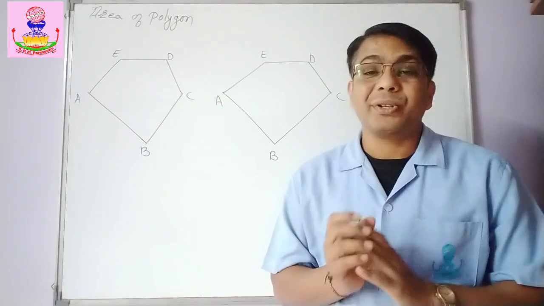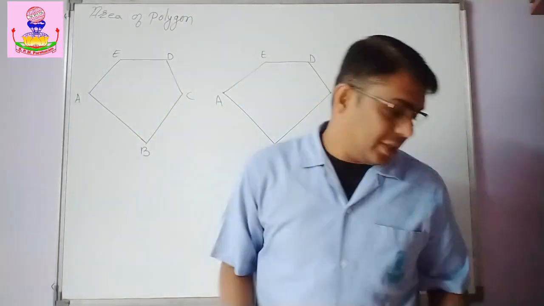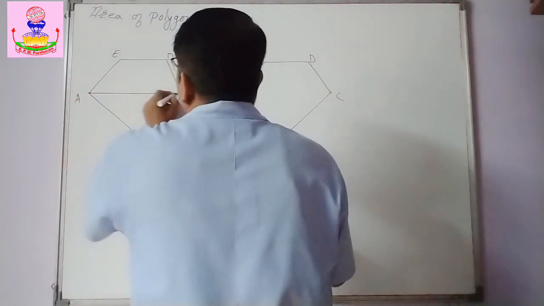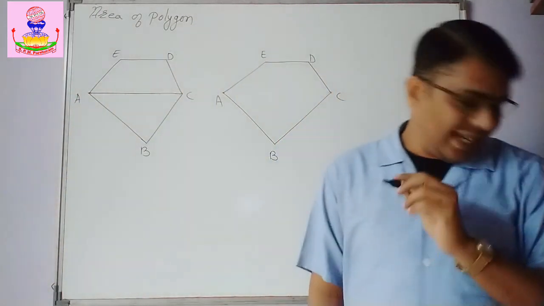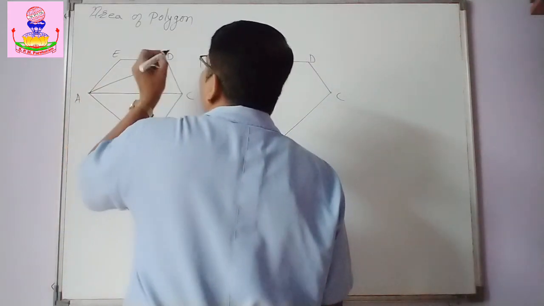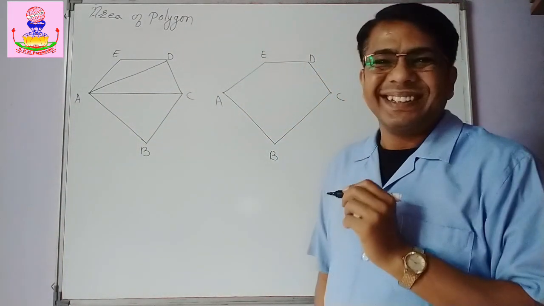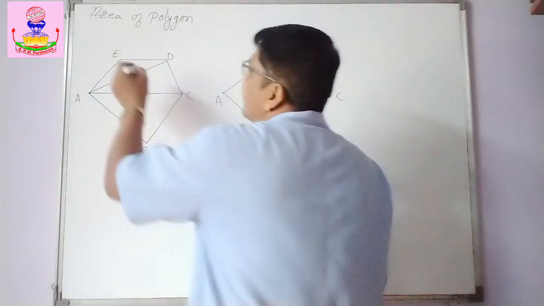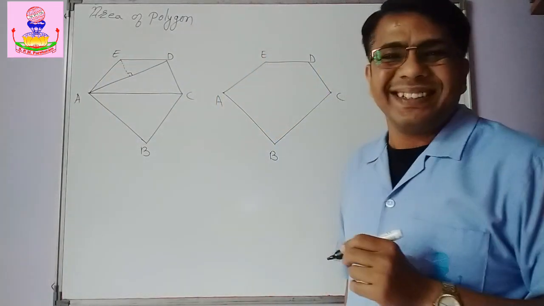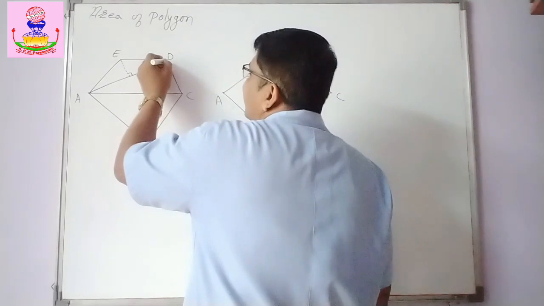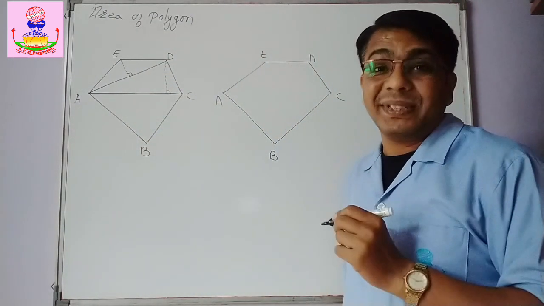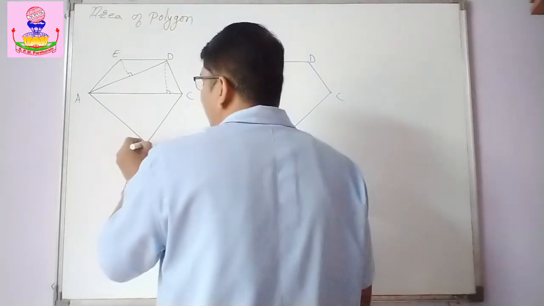Draw diagonals. Draw diagonals of this. For example, suppose this is the first diagonal, AC. Then what can we do? Draw another diagonal. So here, if I drop a perpendicular, I will get a perpendicular here. So this is the first triangle. I can drop the perpendicular here. I should be able to get the height of the triangle. So three triangles I have formed.